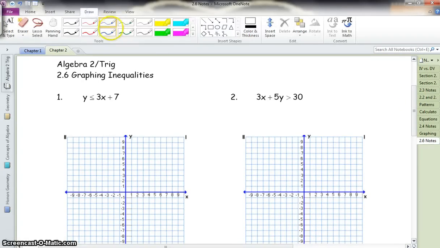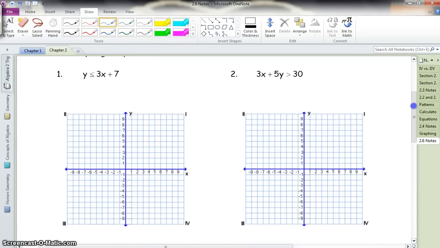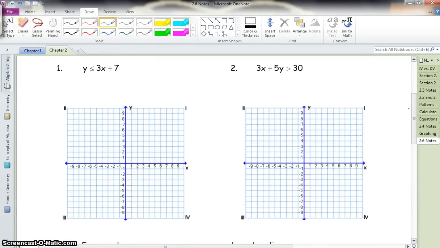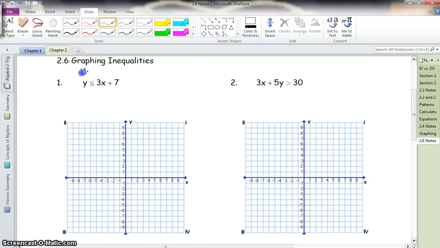This is video 2.6, graphing inequalities. Now, when we graph inequalities, we're going to treat it just like graphing lines. So we're going to want it in slope-intercept form. Here, fortunately, y equals mx plus b still, but instead of equals, we have a less than or equal sign. Again, we're going to treat it the same way.